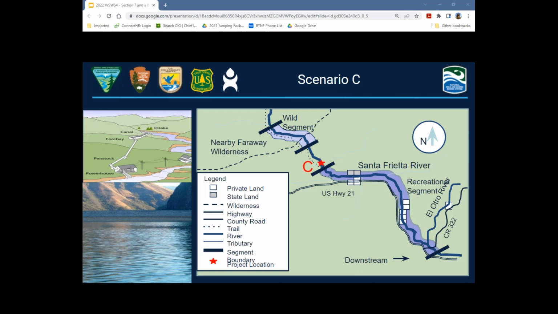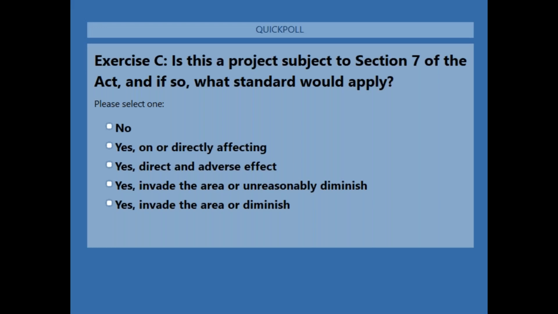We've got to take care of our fish. Tell me now, is this proposal subject to Section 7? If so, why, and what standard would apply and why? Poll is open. Come up with those answers.